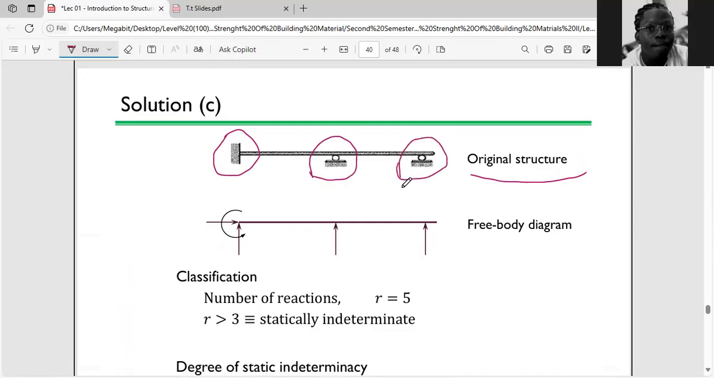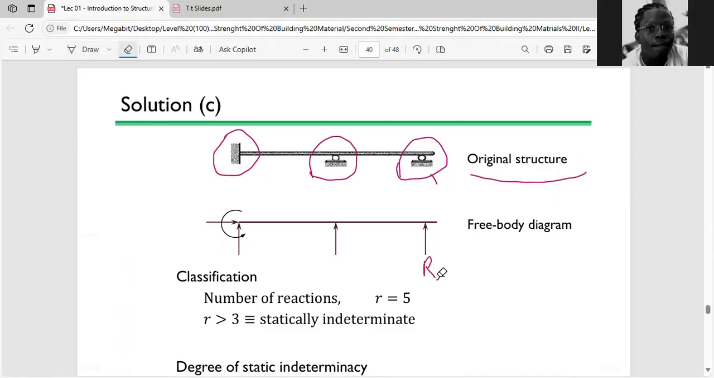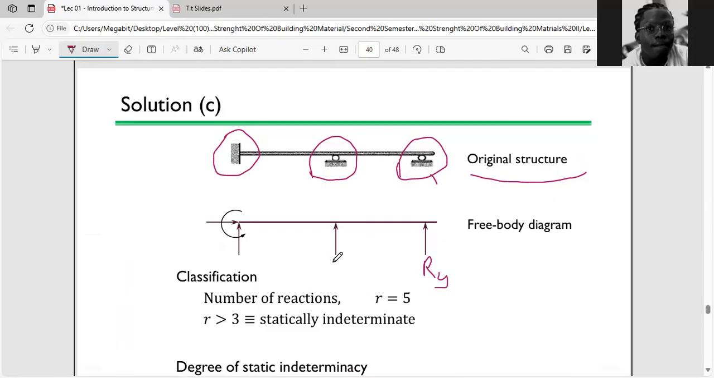It means that these supports are having some number of reactions. But before I know the number of reactions, I have to know the kind of support it is, because every support has its own reactions. This one is a roller support and it has only one reaction. That reaction is the Ry. The second one is also a roller support, and that reaction is also an Ry.